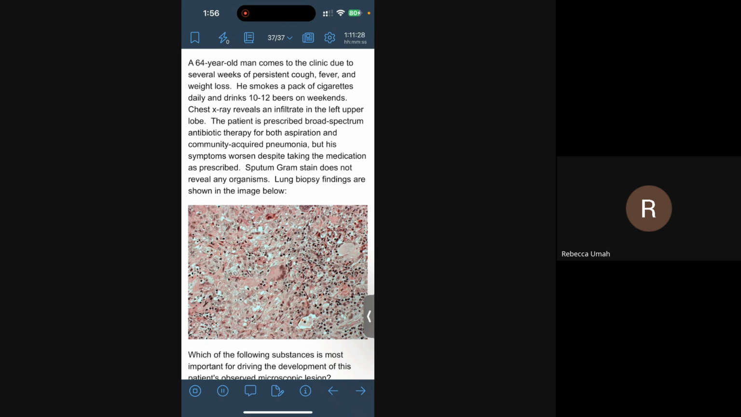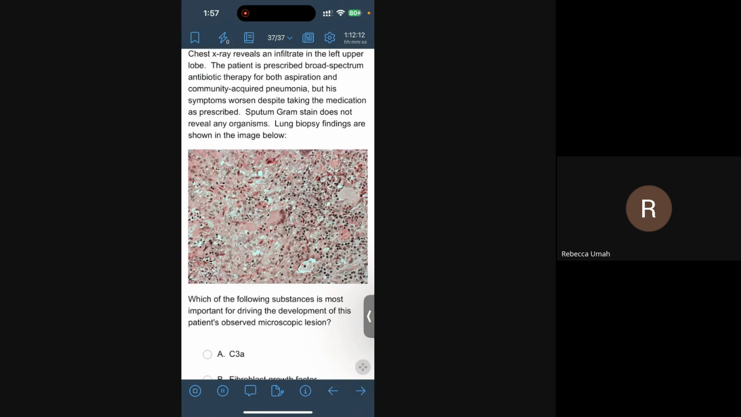What is the diagnosis here? A 64-year-old man with persistent cough, fever, weight loss, and a pack of cigarettes. There is an infiltrate in the left upper lobe. Most likely some infection, but on gram stain we do not find any organism. It is an infection that is not bacterial, a type that cannot be stained on gram stain. The patient was prescribed antibiotics for both community acquired pneumonia and aspiration pneumonia, but symptoms worsened despite the medication. That means it is not an aerobic or an anaerobic bacteria.